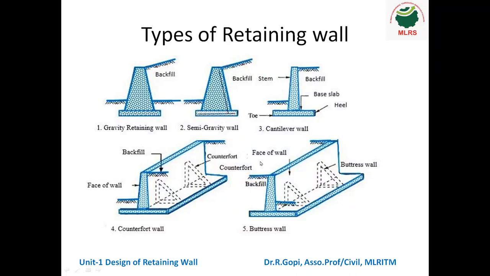Backfill is filled on the other side of the counterfort, but you can see the same counterfort is also here, and here the name is buttress wall. Buttress wall is also one of the supporting walls only. Here it is exposed, not filled with the backfill. In this buttress wall, the counterfort is not filled with soil or any earth or any backfill. It is exposed to the environment. That is the difference between counterfort and buttress wall. And this type of buttress wall is also constructed above 6 meter height.